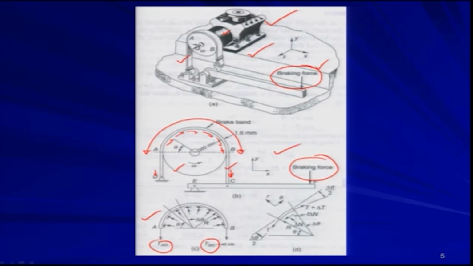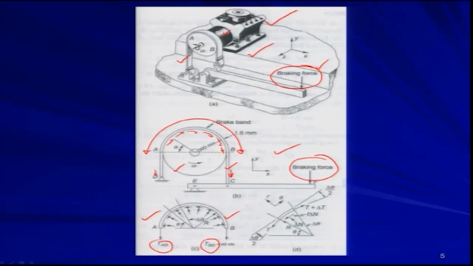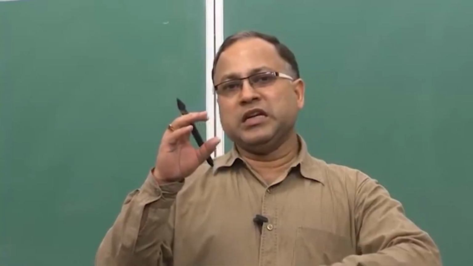If half of the wheel is completely touched by the belt or the brake band, then this is the free body diagram of the belt or the brake band. From now onward I will be calling it the belt. This belt will be under the action of this tension and this tension, and because the wheel is moving in this direction, you will get the development of the normal force in the radial direction, and due to the interface friction between the belt and the wheel, you will get the frictional force.